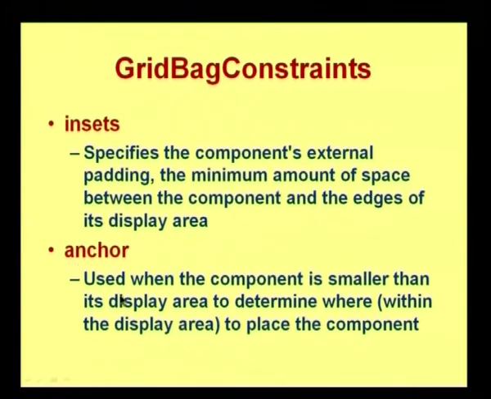Anchor is used when the component is smaller than its display area, to determine where to place the component. It means that for my particular area in which I have to place my component, I have a grid cell being specified. Inside the cell I want to place a particular component, whereas the component size is very small, so I can place it anywhere. I can place it to the left-hand side, top, that is the start position, the end position, or bottom position.